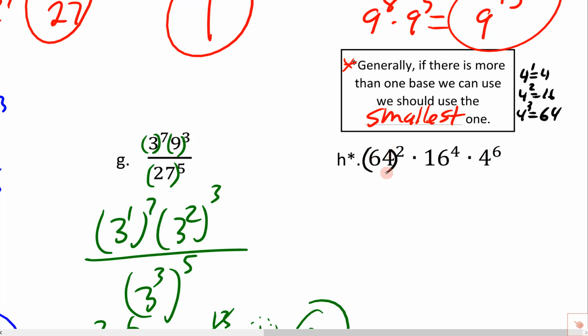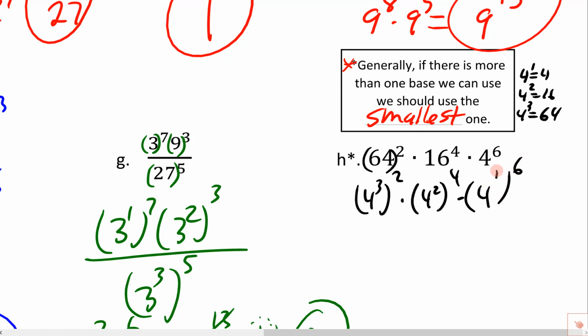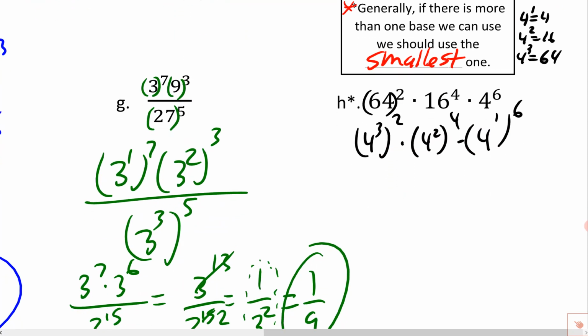So I'm going to replace this with a 4 to the 3rd. So it's 4 to the 3rd for 64, and there's the square. Times, this is going to be 16, so this is going to be 4 squared raised to the 4th, and then times 4 to the 6th. Now if we wanted to, I suppose for uniformity, we could do this. We could put the 6 outside and the 1 in there. So again, just emphasizing that every one of those can be written as a power of 4.